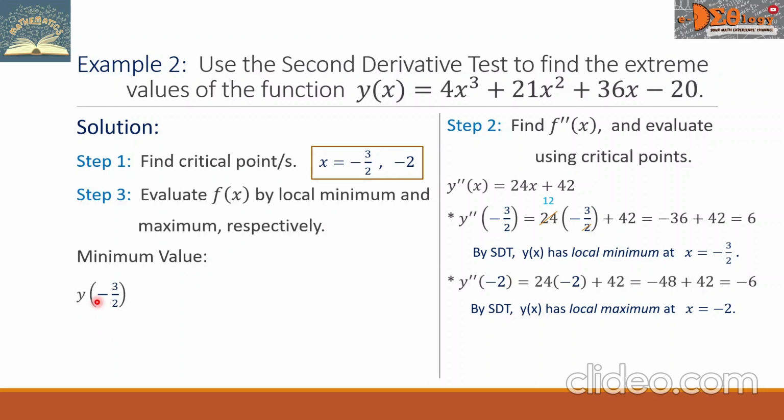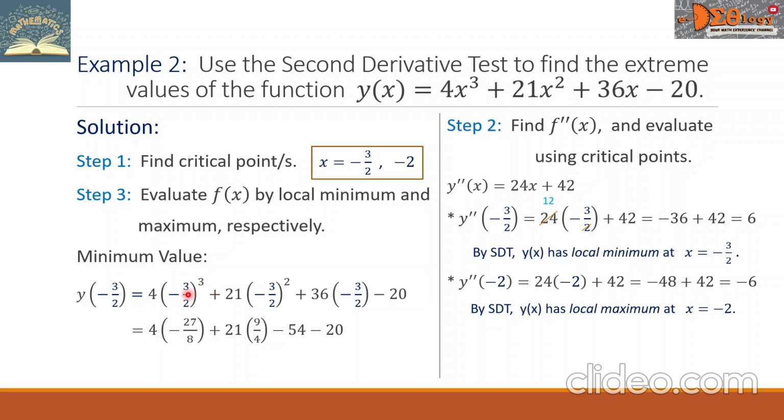So y(-3/2). This is our function. So this function becomes like this. We change all the x by the value -3/2. Then let us simplify. The cube of -3/2 is -27/8. The square of -3/2 is positive 9/4. This -3/2 times 36, we will get -54.